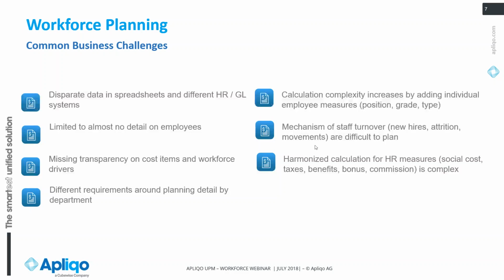reconcilable and comparable. And a very important, or challenging, part is also the missing integration of workforce expenses into the financial core model of an organization, being the P&L, the balance sheet, and/or the cash flow statement. And this is one key functionality of the Apliqo UPM suite, where companies have the ability to connect operational planning layers like workforce into the financial core model of an organization, and we will show you an example in the live demo as well.